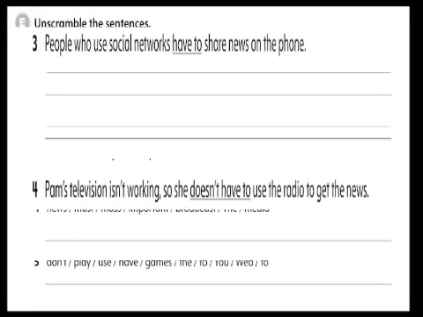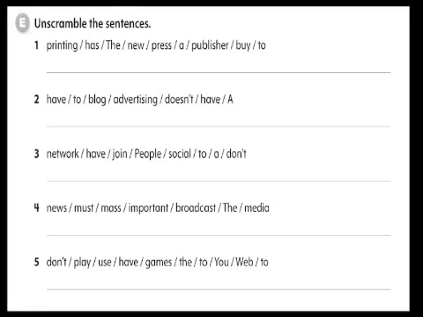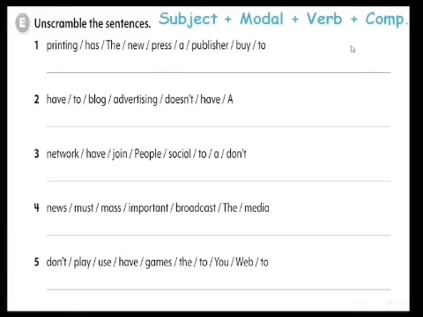Let's do exercise E together. Unscramble the sentences. Let's agree that the sentence should start with subject plus modal plus verb plus the complement of the sentence. Let's start with number 1. Printing has the new press a publisher by 2. So where is the subject? I guess that the nouns in this sentence are press and publisher. Does the publisher need the press or does the press need the publisher? The publisher needs the press.